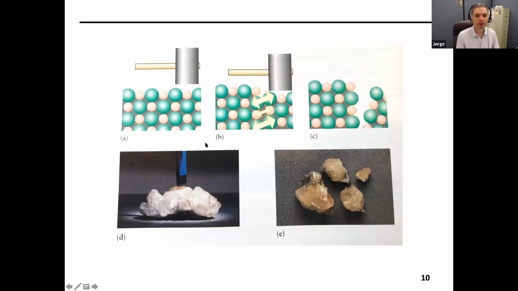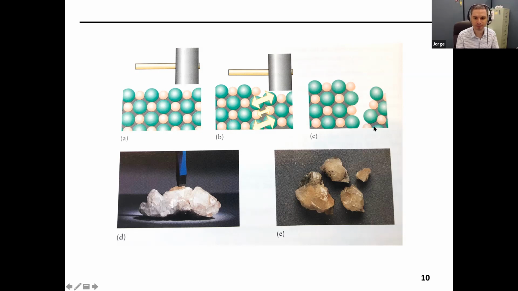Okay, so let's see here a general example of an ionic solid. Remember, the small ion is the cation, and the big one is the anion. The structure will be alternating plus minus in all three directions. So if we apply pressure, we don't need a large pressure on top of the crystal, and this crystal will easily break apart.